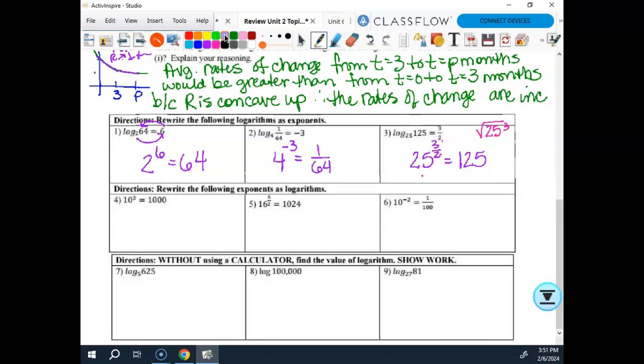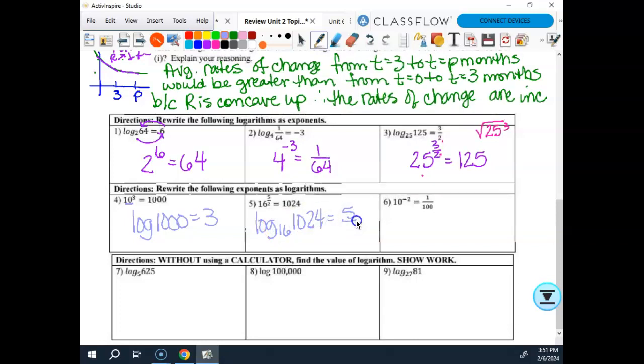Rewriting this as logarithms. So the base of the exponential is the base of the log. This is log base 10, so I don't even need that. Log of 1,000 equals 3. This would be log base 16 of 1024 is equal to 5/2. Once again, I have a log base 10 of 1 over 100. That's equal to negative 2.